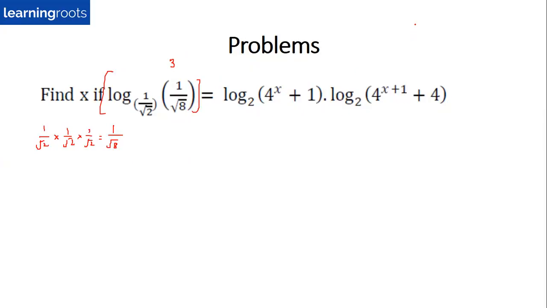As I said, the first thing is to put some value. So if you put x is equal to 0, what do we get? We get log of 2, log of, you have 4 raised to 0, so that is 1 plus 1, to the base 2. So this will give you log 2 to the base 2 and that is equal to 1. Right? And then if you put 0 here, what do you get? You get 0 plus 1, that is 1, and 4 plus 4 is 8.